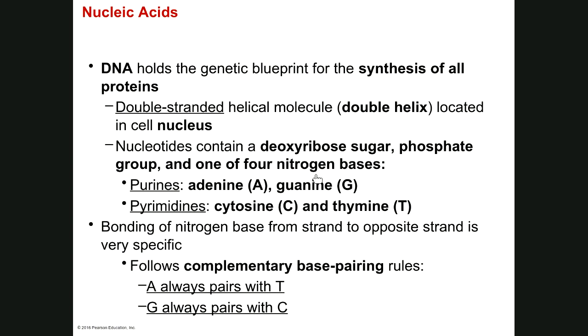You should know that the purines and the pyrimidines are classes of nitrogenous bases. For the purines, there are 2 types: adenine and guanine. For the pyrimidines, there are 2 types: cytosine and thymine.